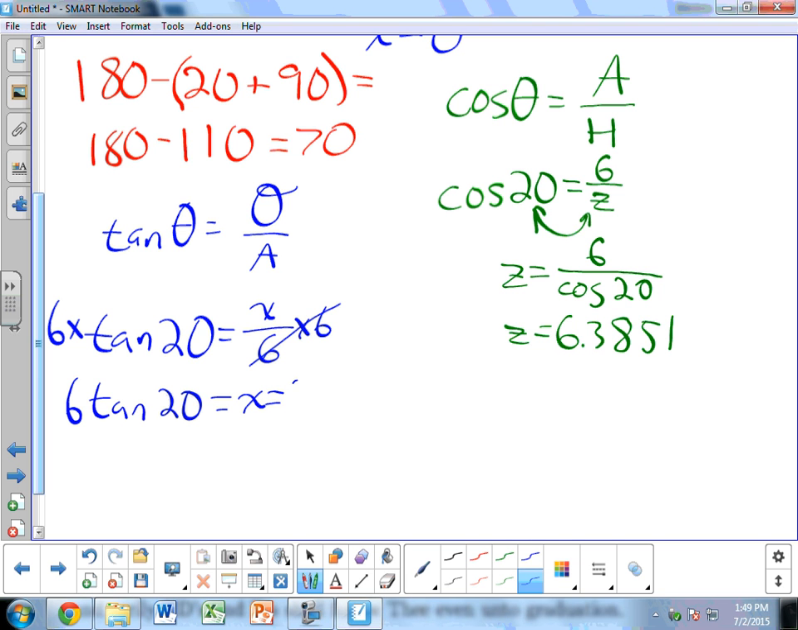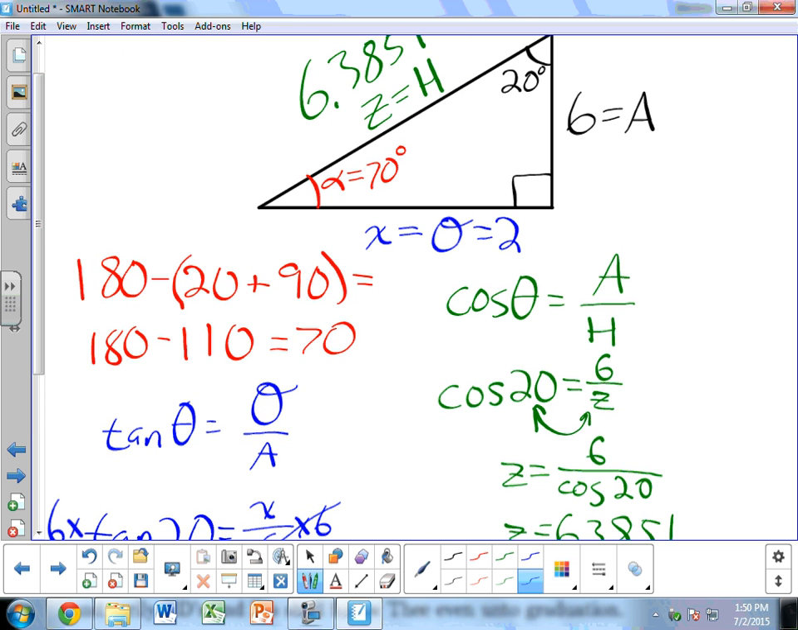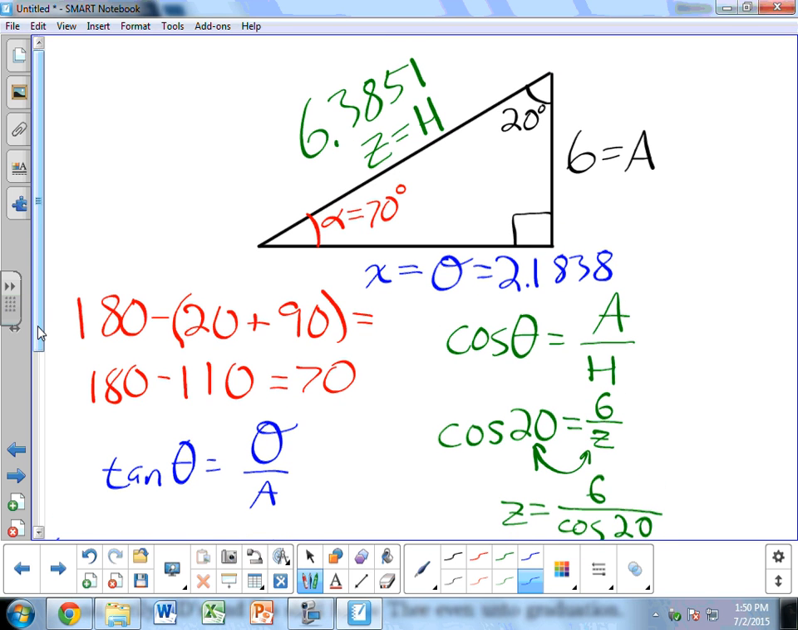yields 2.1838. 2.1838 is what my calculator says. Just checking. And once again, our longest side being the hypotenuse is opposite the biggest angle. The smallest side being the opposite side is opposite the smallest angle.